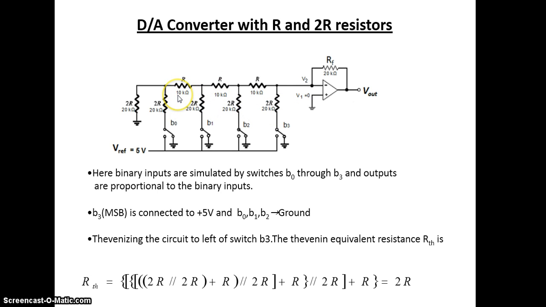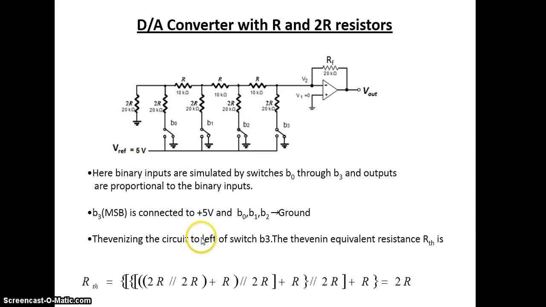R I am taking as 10K, 2R I am taking as 20K. So only two values of resistors are required. RF also I am taking as 20K. Now see here, I'll tell you how it works.